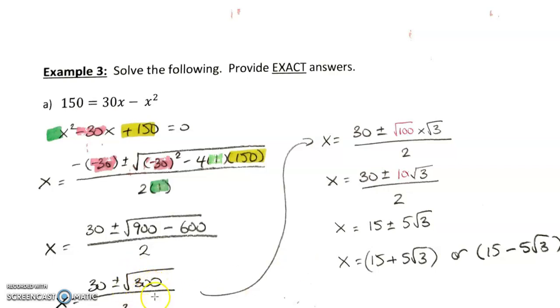So breaking up the root 300 into root 100 times 3, I can then square root the 100, which is 10, and then I can divide everything on the top, every whole number on the top, by 2. So 15 plus or minus 5 root 3. Don't divide the root 3 by 2 because it's a different entity as a root. You're just going to divide the whole numbers. So you get two answers, one with a plus and one with a minus.